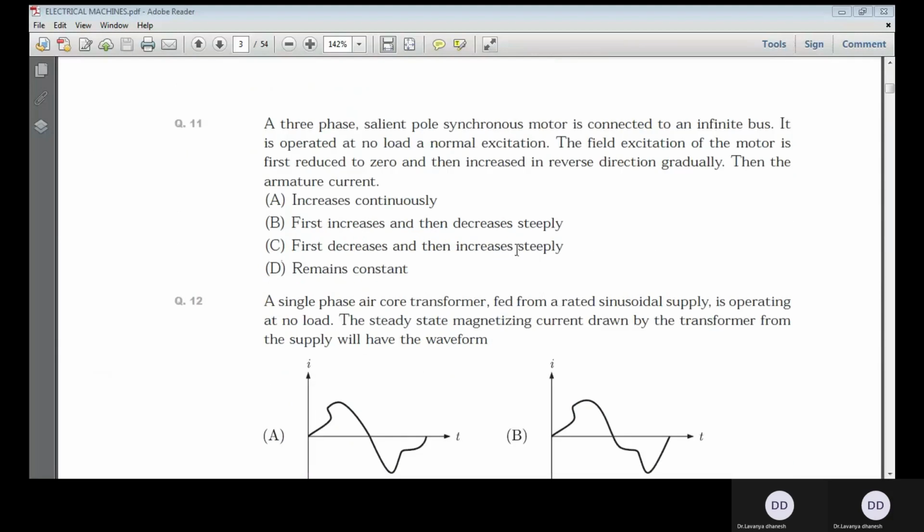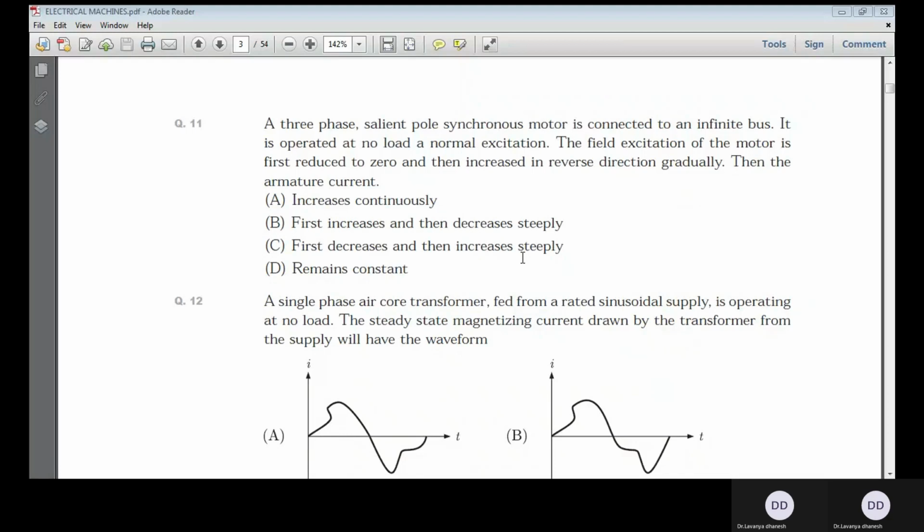Next question. A three-phase salient pole synchronous motor. Three-phase questions will be in a mixed form. They will not ask only the same questions. It will have series motor, shunt motor, synchronous motors, everything will be related. So you have to be careful and identify which type of question is asked and what formula is used. Everything you should be knowing.